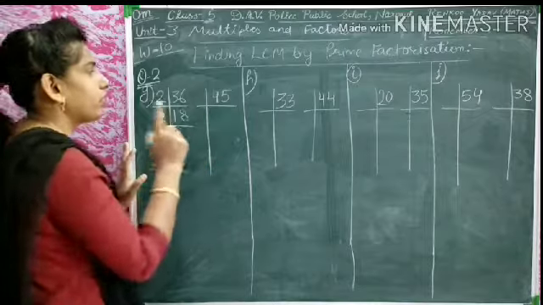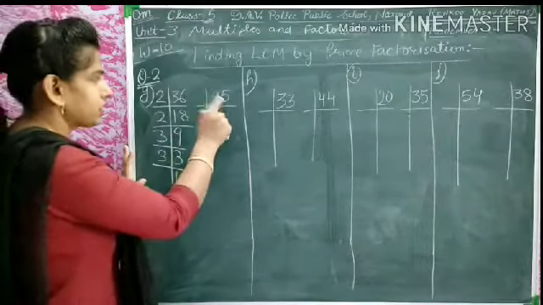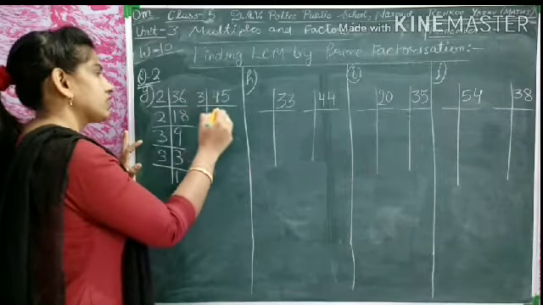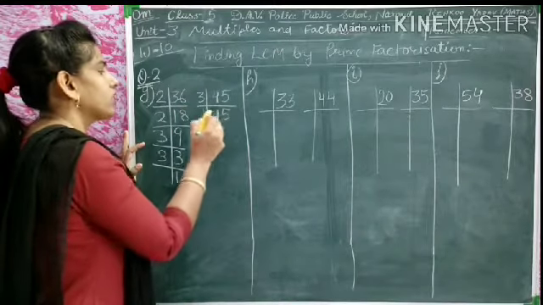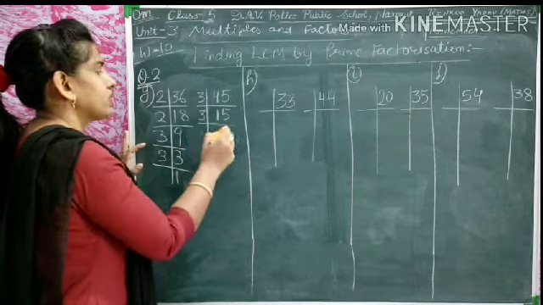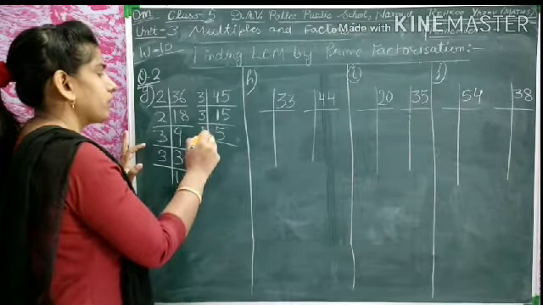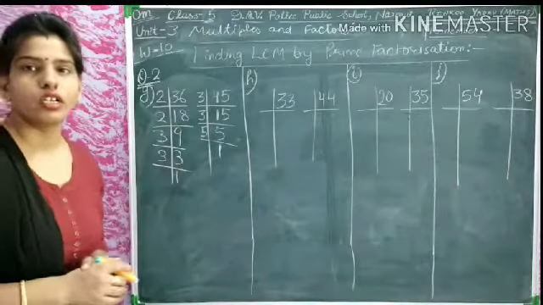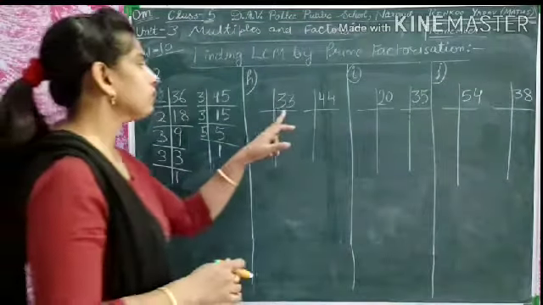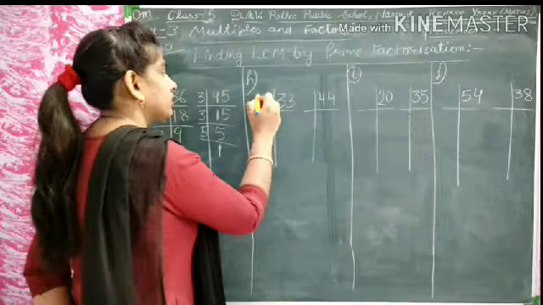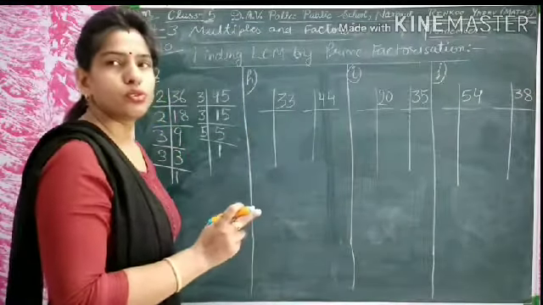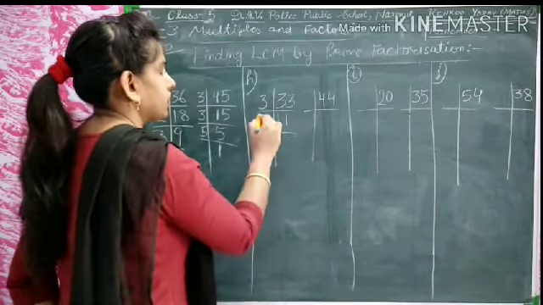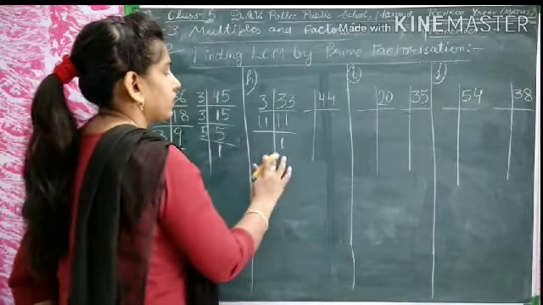Now will it be divided by 2? No, because the last digit is 5 here. Now it will be divided by 3. Yes, 3 ones are 3. 3 fives are 15. And now it will be divided by 5. 5 ones are 5. This is the prime factorization of 45. Now check this. Is it divided by 2? No, it is divided by 3. 3 ones are 3. Now it will be divided by 11, 11 ones are 11.